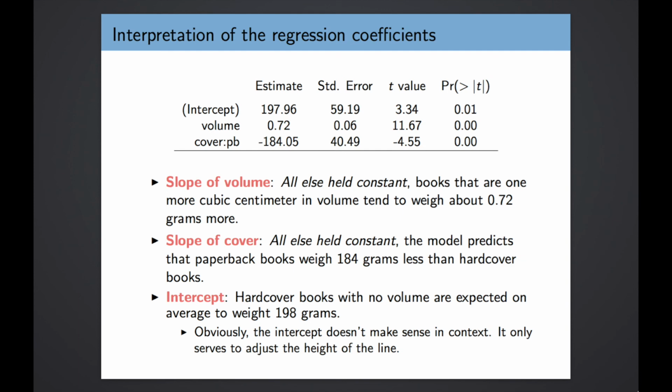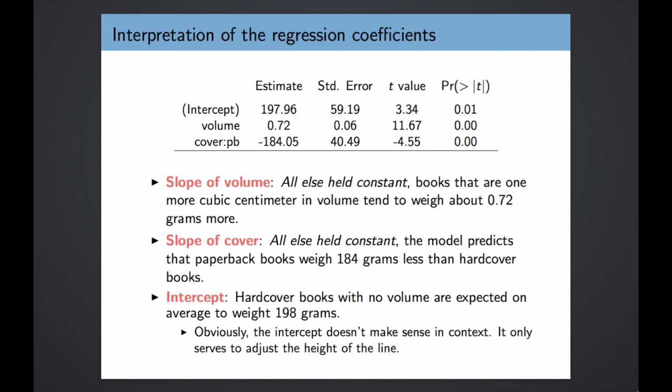And then finally we have the intercept. Our intercept is equal to 197.96. The intercept is equal to the predicted value of the outcome when all of the independent variables in the model are set equal to 0. So when cover is set equal to 0, that means we have a hardcover book, and when volume is set equal to 0, that means we have a book with no volume. So the meaning of the intercept is that hardcover books, cover equal to 0, with no volume are expected on average to weigh 198 grams.